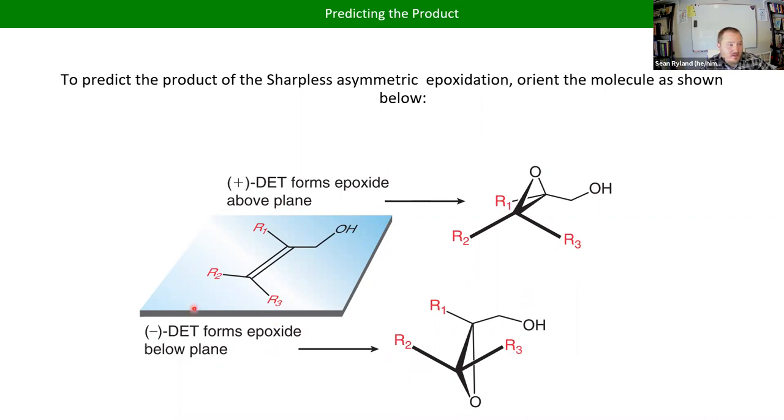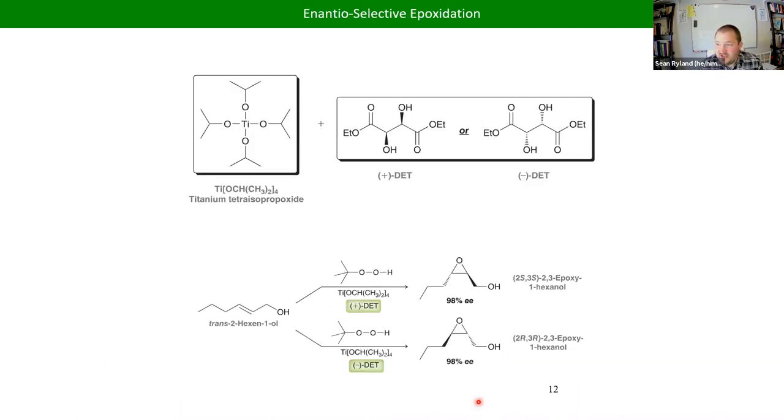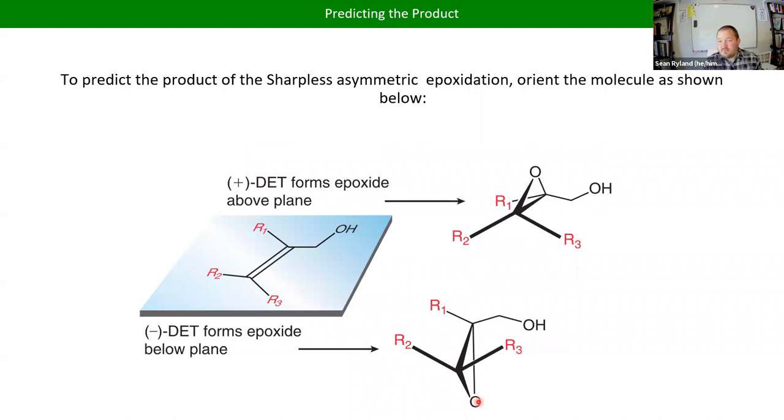which version we make is you always set it up, regardless of what the different R groups are. You set it up with your alkene being flat into the board and out of the board, and you put your oxygen on the back right corner. If you set it up that way, the DET plus stereoisomer will add the oxygen to the top side, and the DET minus form will add the oxygen to the bottom side. And with pretty good stereospecificity, 98% of the time, so you still get a tiny amount of the other enantiomer. But that's pretty specific. That's pretty good selectivity.